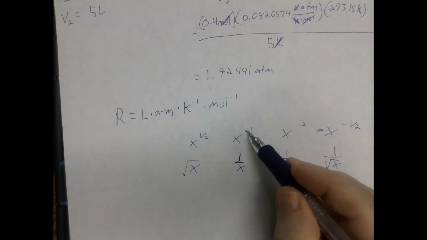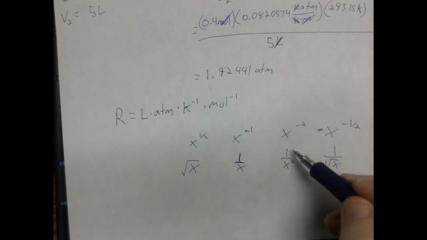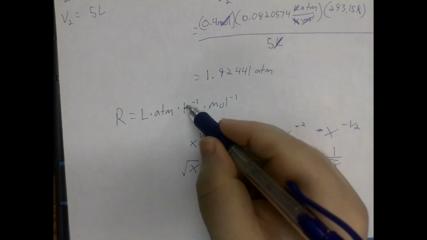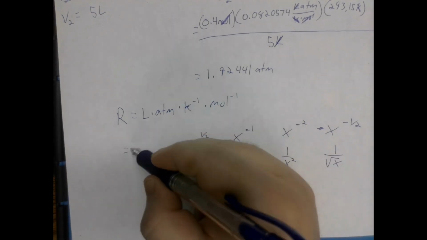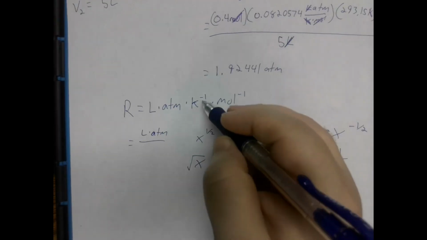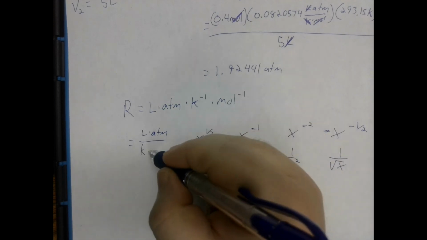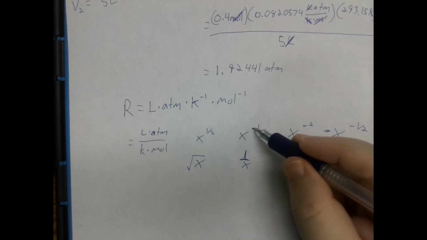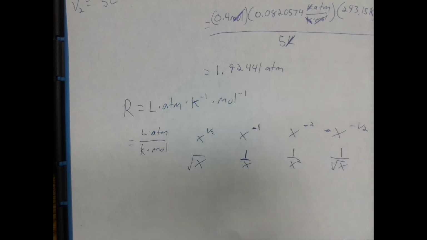So X to the negative 1 is 1 over X. X to the negative 2, you can flip it to the exponents. Have y'all not done exponents in math classes? Yeah, I should have been taught exponents. So K to the negative 1 just means the same thing as the units of L atmosphere divided by K divided by mole. So if you see something raised to the negative 1 power, it just means that it's really being divided by that.